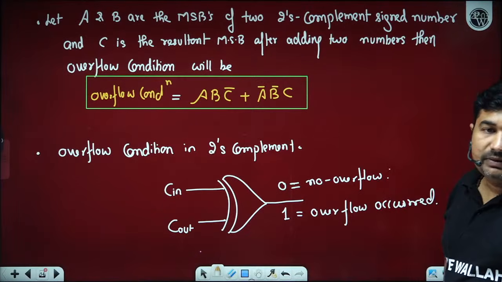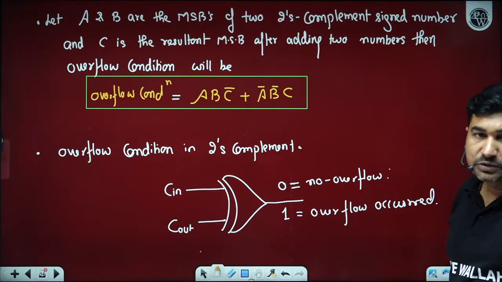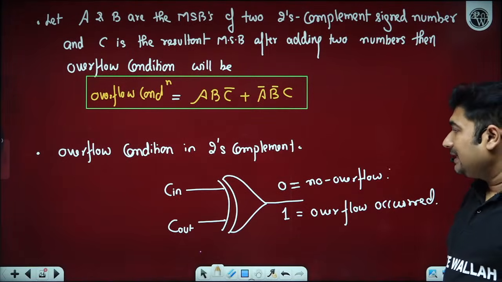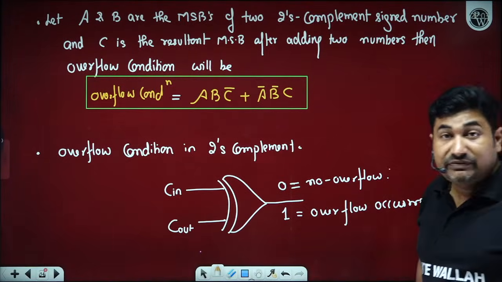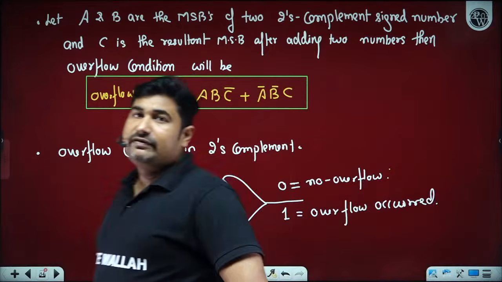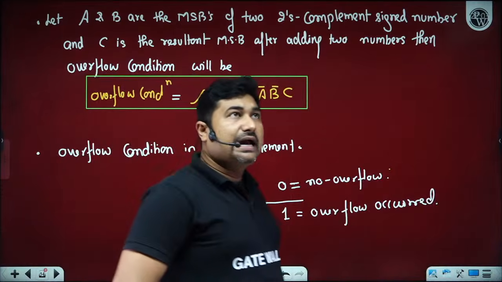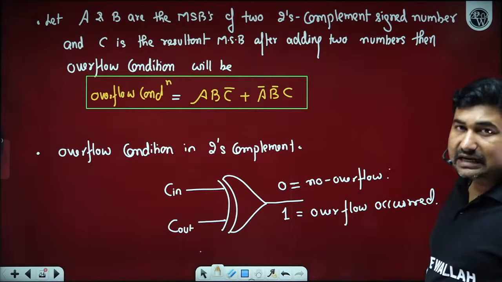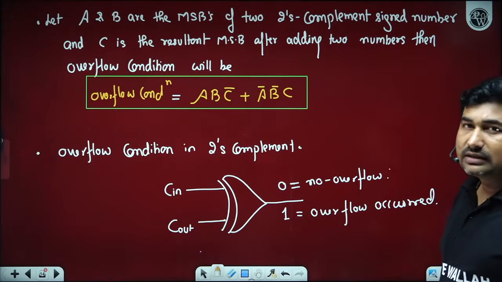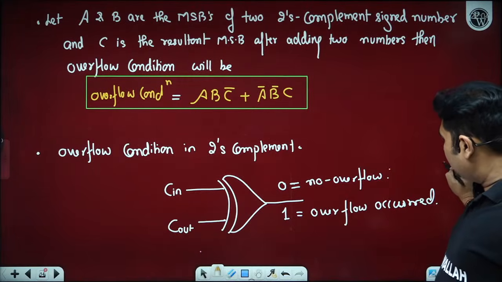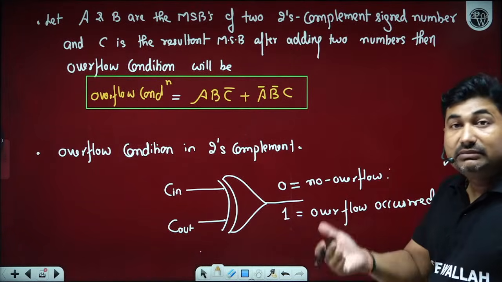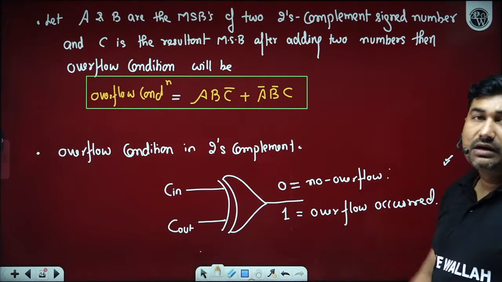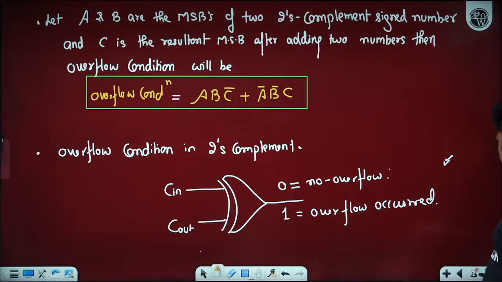So in 2's complement mathematical additions, if the carry in and carry out at the last bit position differ, overflow occurs. If they are the same, no overflow occurs. This is used for our arithmetic operations whenever we perform a serial adder, parallel adder, or look ahead carry adder.